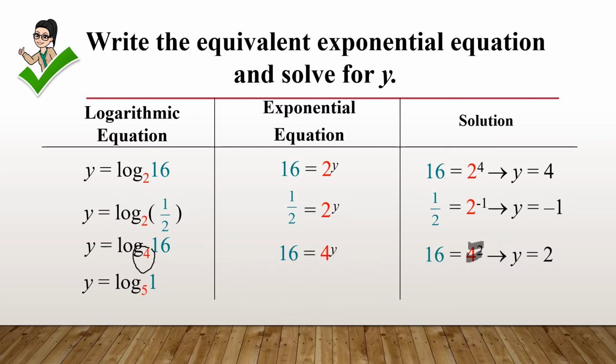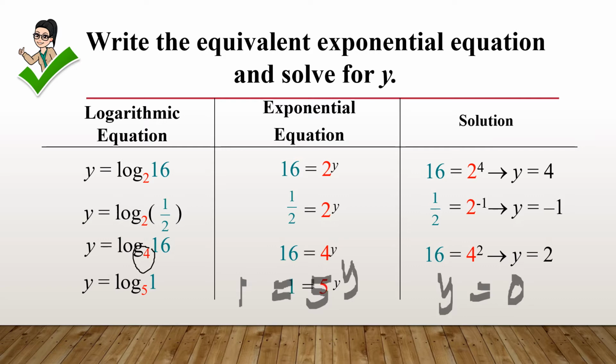The last example now. y is equal to logarithm of 1 to base 5. So let's look for the exponent of 5 for us to get 1. So this will become 1 is equal to 5 raised to y. Without solving this, for 5 to become 1, its exponent should be 0. Therefore, y is equal to 0.